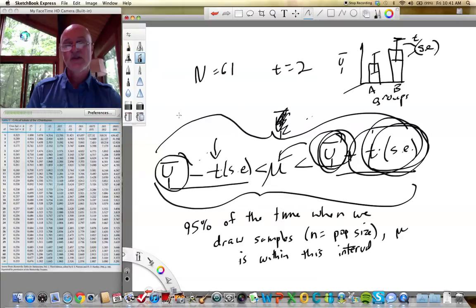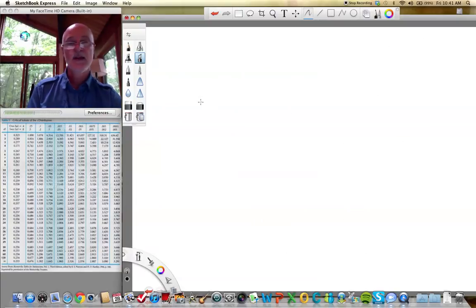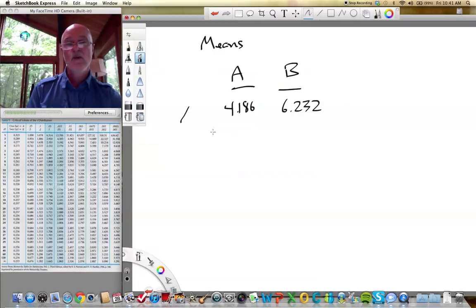Often confidence intervals are shown in tables. And so, for example, you might have a table where you have group A and group B, and you're showing the means for some experiment, and you might have 4.186 and 6.232, and you want to give an idea of, are these means different? And so you would give confidence intervals. And one way that's done is to simply put the low value down here. So for example, 3.886, and then a comma, and 4.486 if our t times SE was 0.3, just for example.